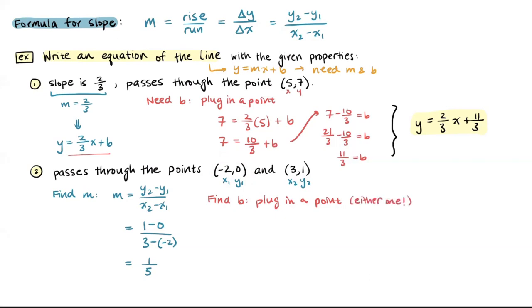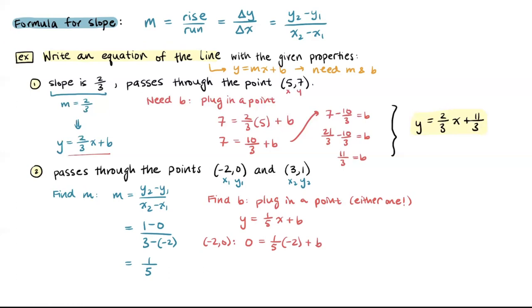All right, so let's just write this down really quick. The m that we found, or the slope that we found, is 1/5. So I'm just going to put that in. Now I'm going to choose -2, 0, and I'm going to plug that in. So we have 0 for y. Make sure you put the values in the right spot. We've got -2 for x.